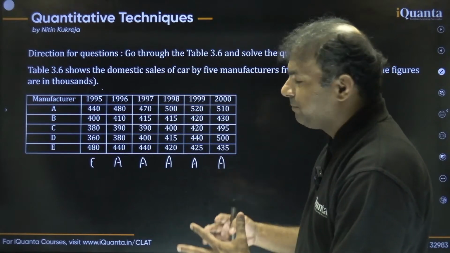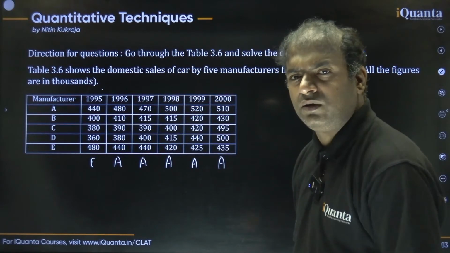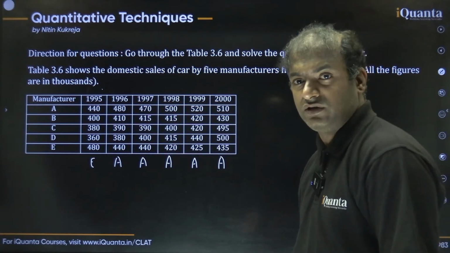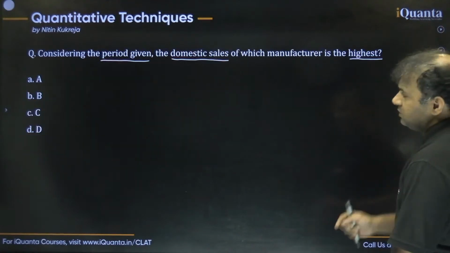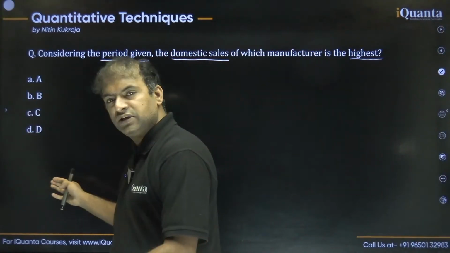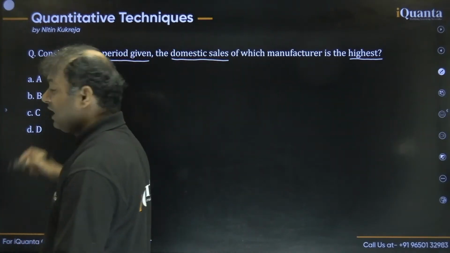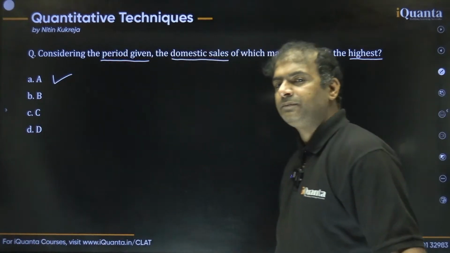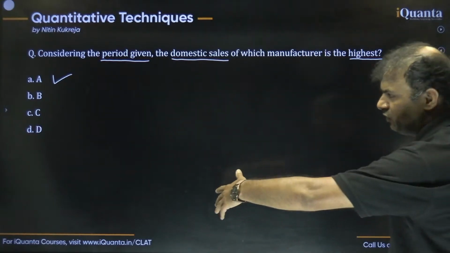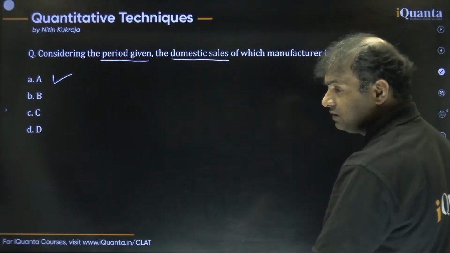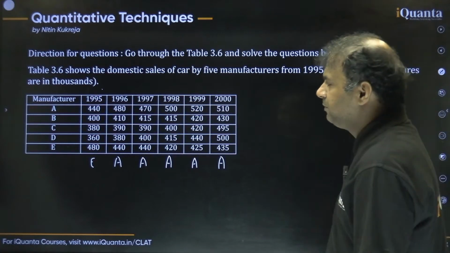So we can just compare A and E, that's it. Why do we need to compare any other manufacturer? If you look at the options, manufacturer E is not present in any of them, so we can say manufacturer A should have the highest sales. Even if manufacturer E were present in the options, we can compare that also.